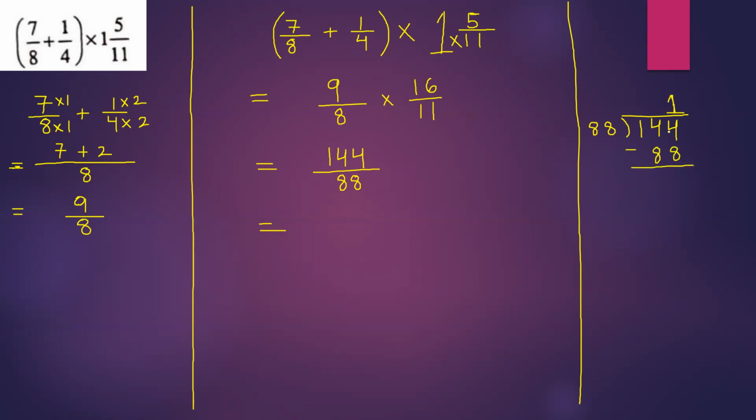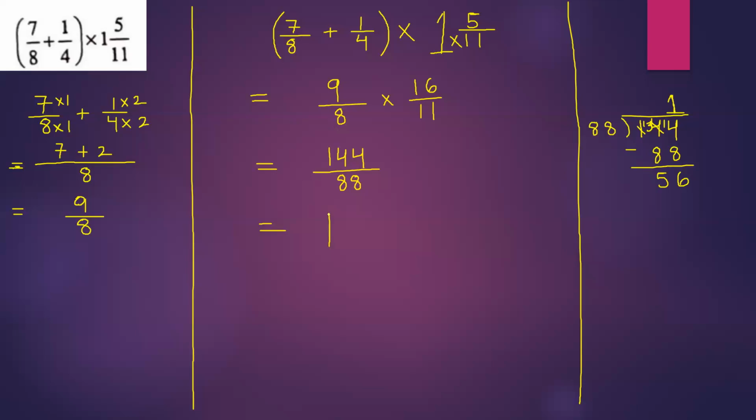We have to borrow. This becomes 14. 14 minus 8 is what? 6. Very good. This becomes 3, and we borrow again. This becomes 13. 13 minus 8 is what? 5. That's correct. So 56 is going to be what?